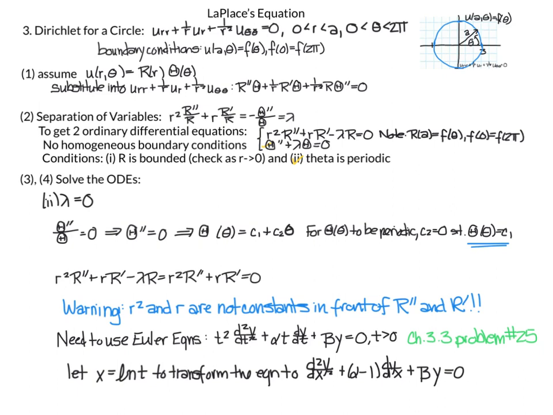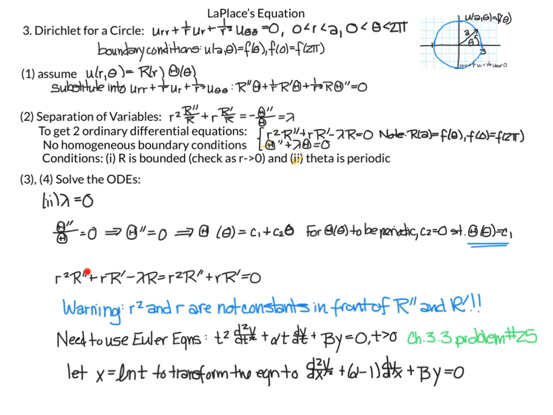So what I have here for theta is c1 plus c2 theta, but I also need theta to be periodic. So what I need is for c2 to be equal to 0. That means theta is equal to some constant. So I've solved for theta, and I've used the fact that theta is periodic. So now I can solve for r.